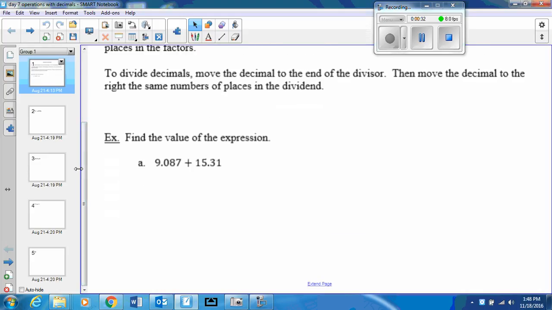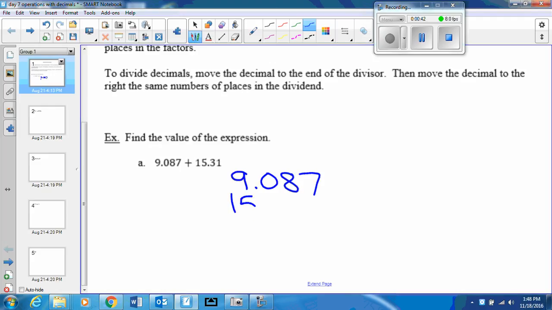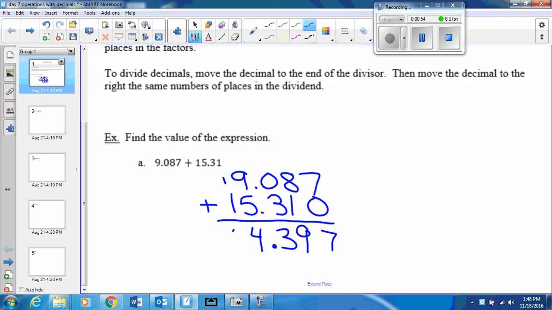So looking at some examples. 9 and 87 thousandths plus 15 and 31 hundredths. My first step is to line up my decimal. After the 1, I'm going to put a 0 to help me line everything up. Now I add straight down. My decimal comes straight down. 9 plus 5 is 14, carry 1, and 1 plus 1 is 2. So I get 24 and 397 thousandths.